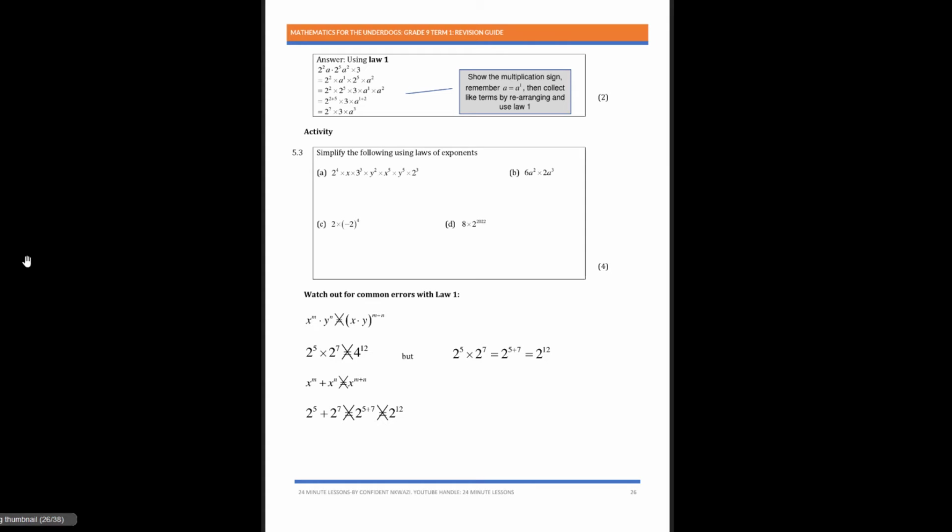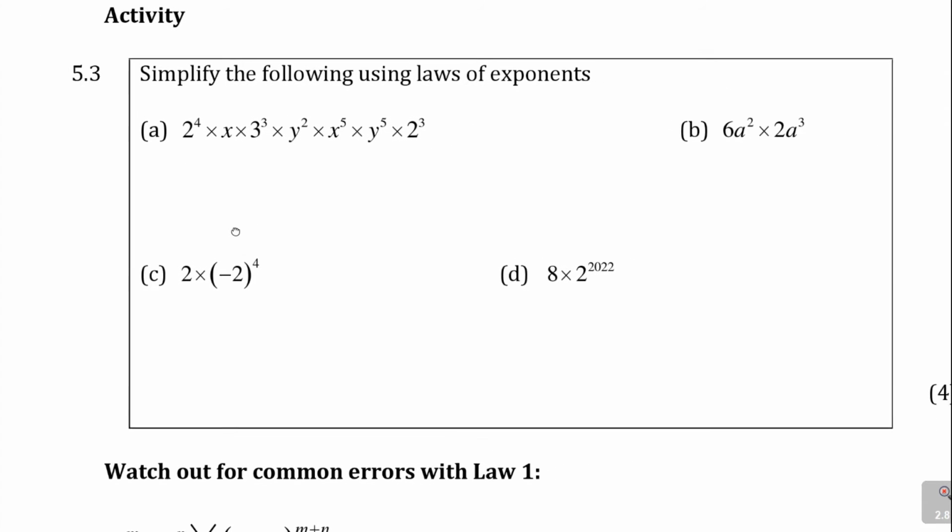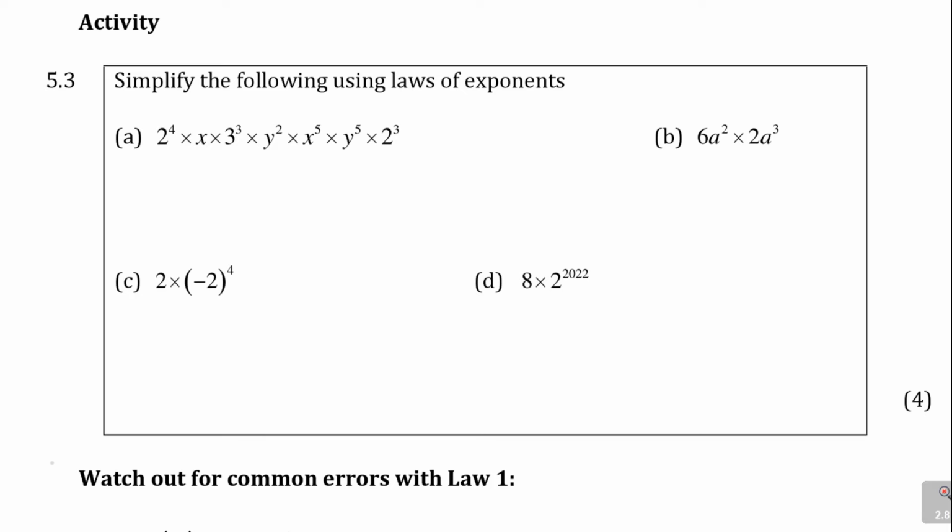All right, now let us continue here. As I say, there is this activity. It says, simplify the following using laws of exponents. Now they have given you that part, and then you have to simplify. But as I told you, you need to collect like terms. So you are given 2 to the power 4, but I'm going to rearrange. I'm given 2 to the power 4, and then there is times 2 to the power of 3. Just look at that. I'm collecting the like terms, 4 and 3.